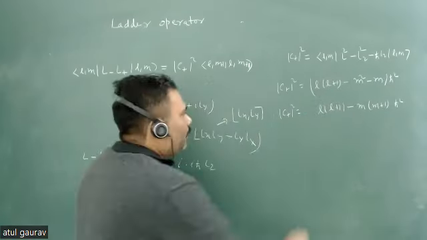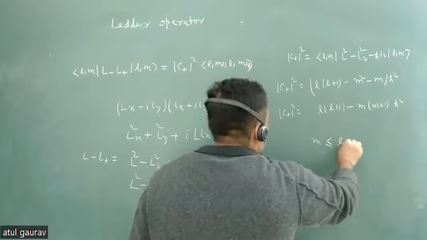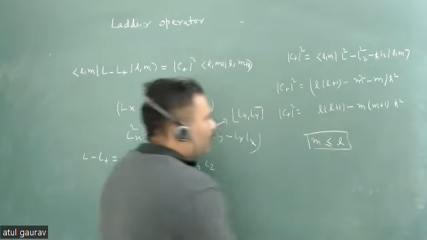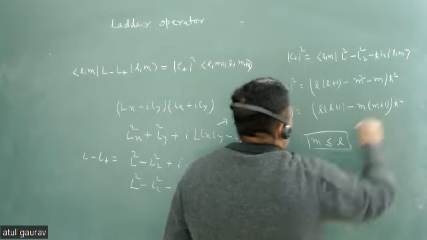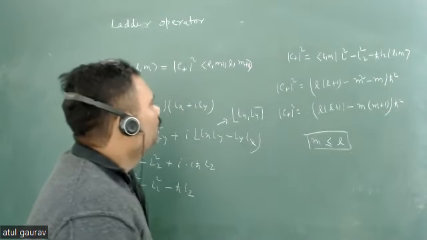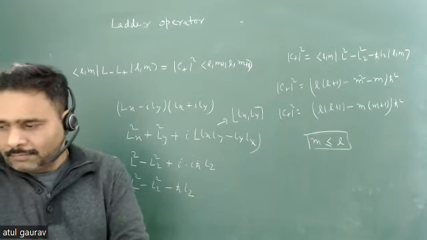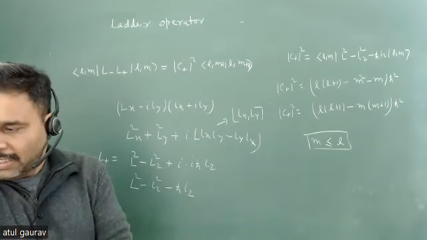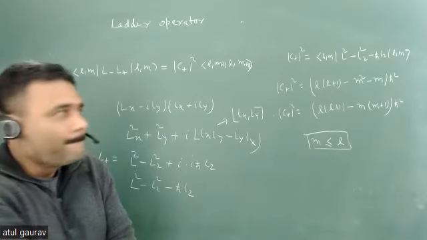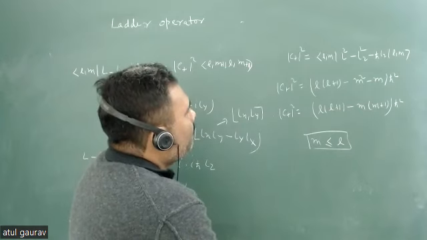Then M should always be less than or equal to L. No? Sir, won't M plus 1 come in that |C| square? Oh, this became 1, no? No sir, on its side, what you have written: |C| square is L square minus Lz square minus h cut Lz.